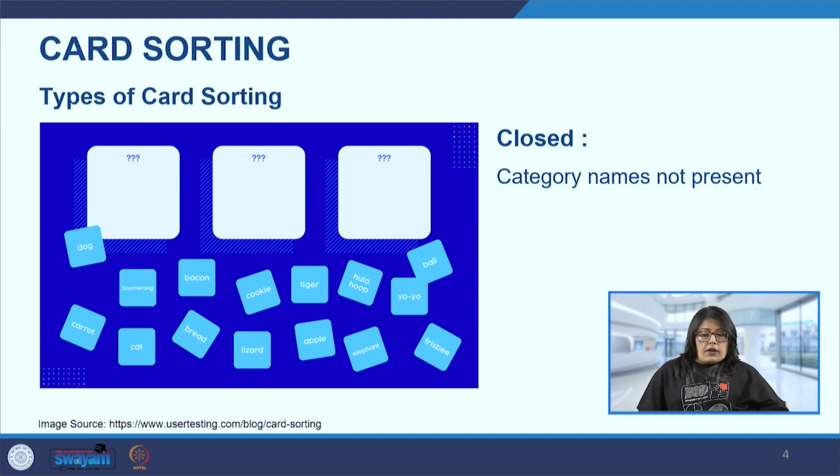So this is where the users sort cards into predefined categories. So here in this example, we can see that they have been given 3 different headings already, and now all the cards that they have been provided with, each of them having a different attribute or a different keyword, they have to now sort all of these cards under these 3 different headings. So that will tell us which of these cards have a similar relationship which goes with that particular heading that we have at the top.